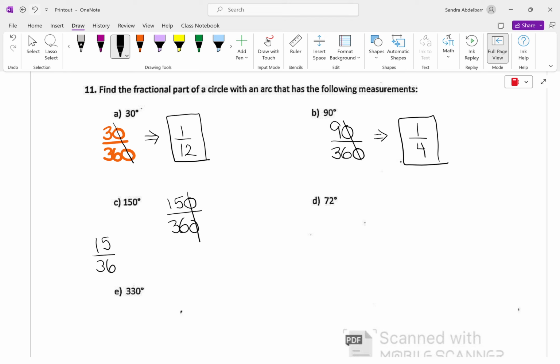Okay, so you should have done 150 over 360. The zeros cancel. That brings you down to 15 over 36. Can I simplify this more? Yeah, I can divide top and bottom by 3. And when you divide by 3, you end up with 5 over 12. And that's it for today.